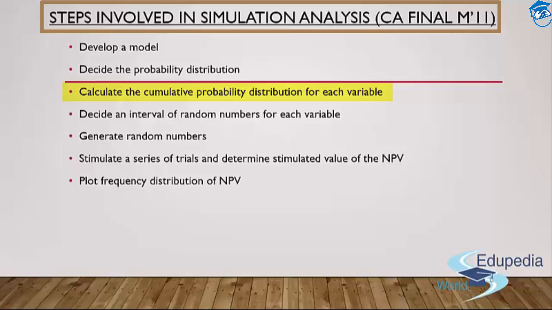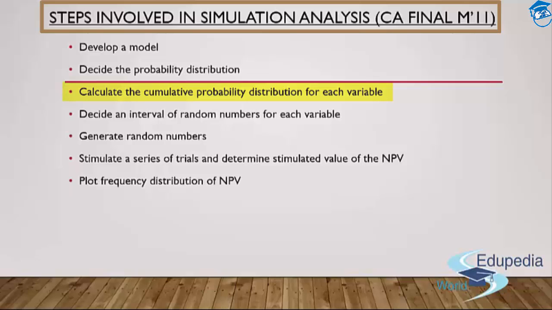At 2,000 that was 30%. At 3,000 it's 50 more percent. So it's going to be 10%, 20%, and 50%. It's going to be a total of 80%. Okay, so we'll be deciding on the cumulative probability distribution part for each of the variables.